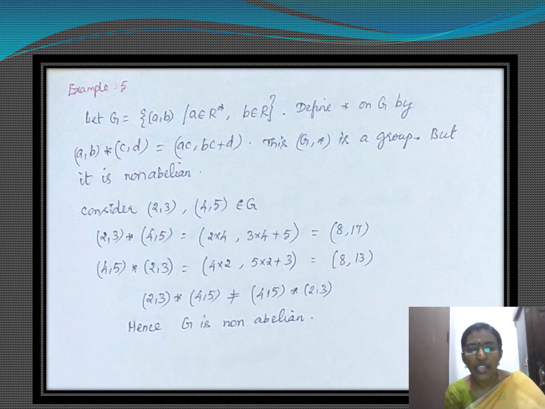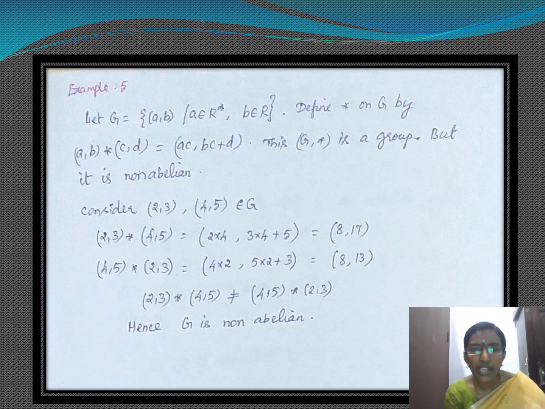Then example 5. Let me take the set G equal to the set of all (a, b) such that a belongs to R star, b belongs to R. Then define star as (a, b) star (c, d) equal to (ac, bc plus d). We already proved that this G, star is a group. Now we are going to prove this G, star is non-abelian. That is, it does not satisfy the property of abelian. For this, we have to take two elements from G.